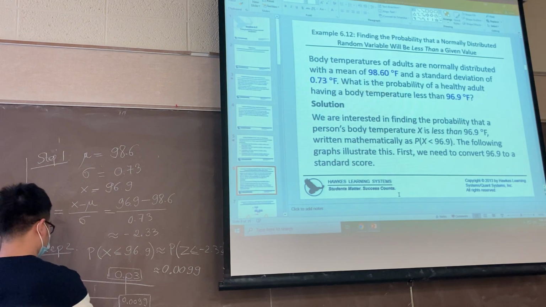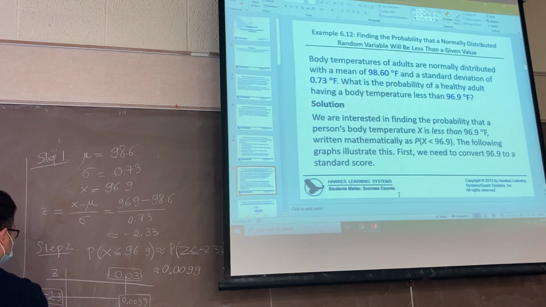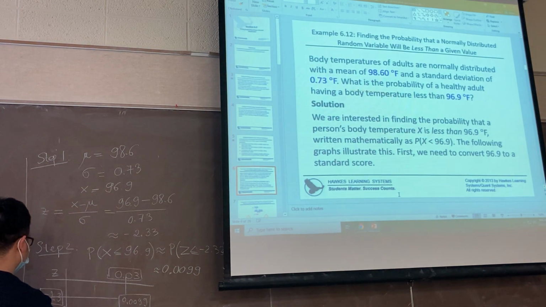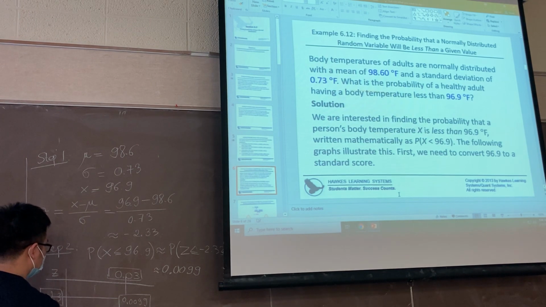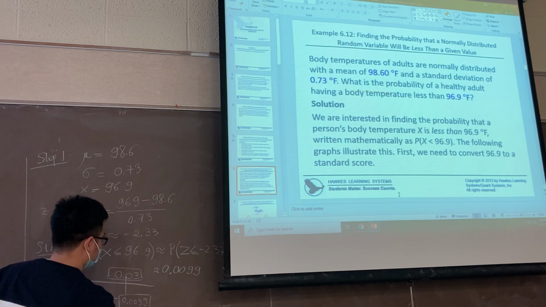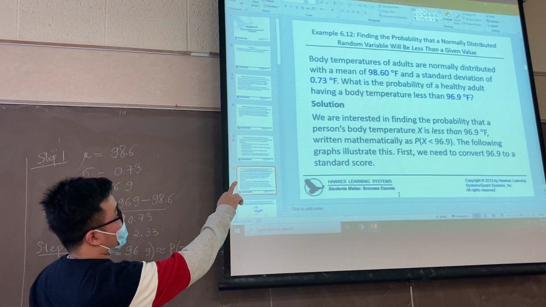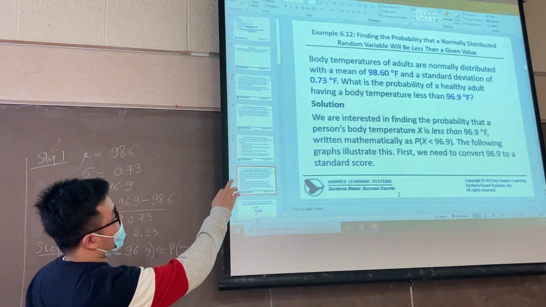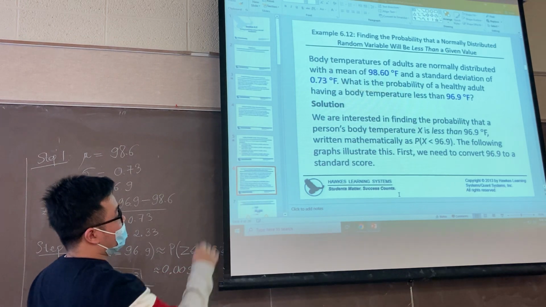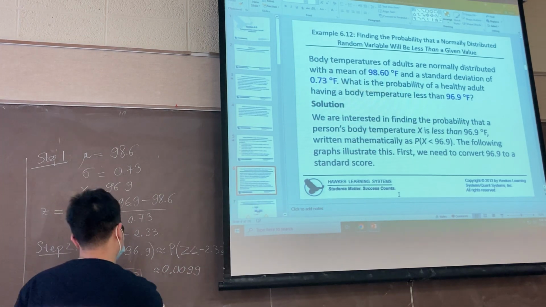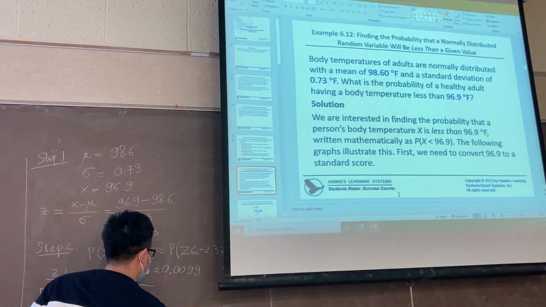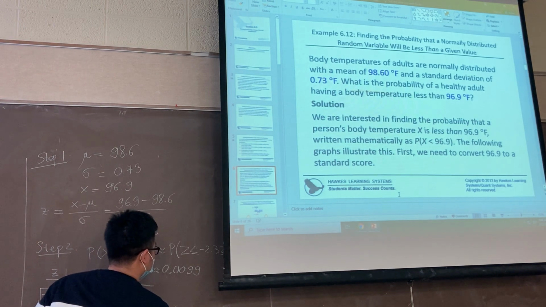And after that, in step 3, you will conclude that the probability of people having a body temperature less than 96.9 is approximately equal to this number.